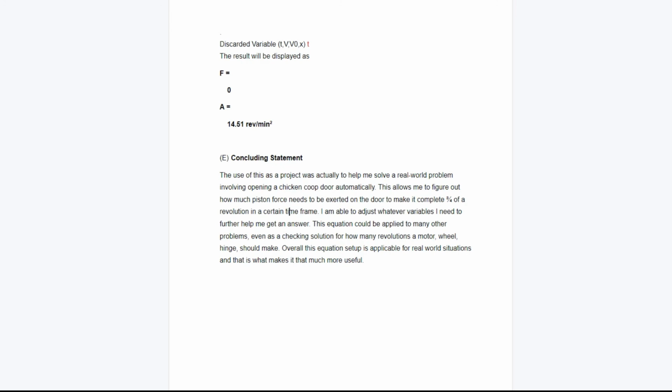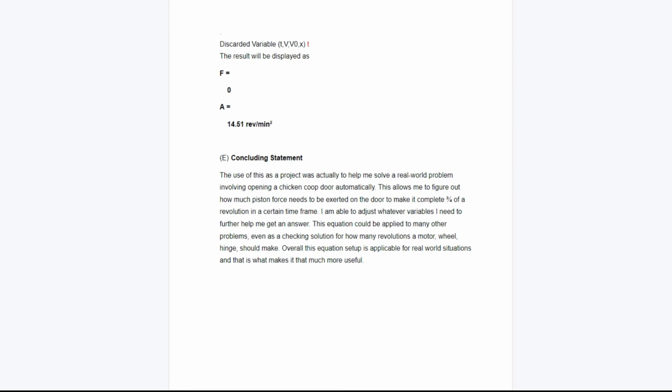This equation could be applied to many other problems, even as a checking solution for how many revolutions a motor, wheel, and hinge should make. Overall, this equation setup is applicable for real-world situations, and that's what makes it so much more useful. Not to mention how powerful this MATLAB code is. The MATLAB code makes it so that you could do this in under like 5 seconds, really. You just plug in all your variables and boom, you have an answer.